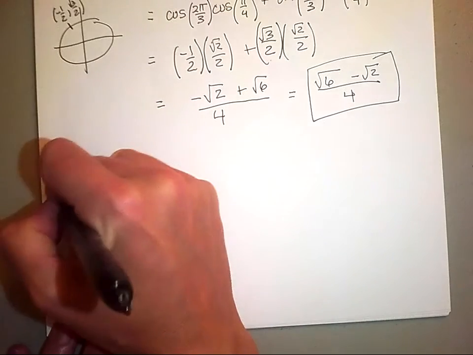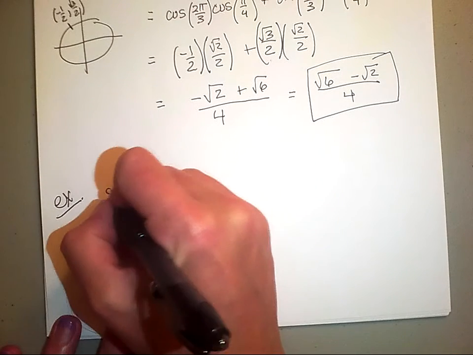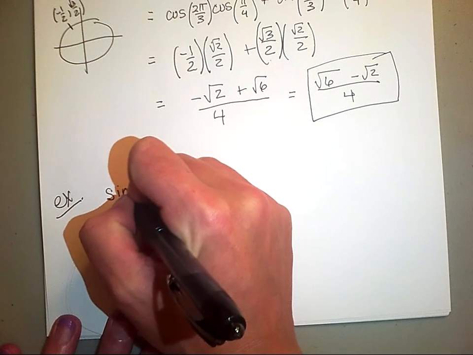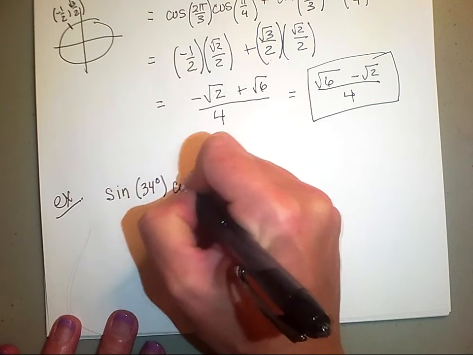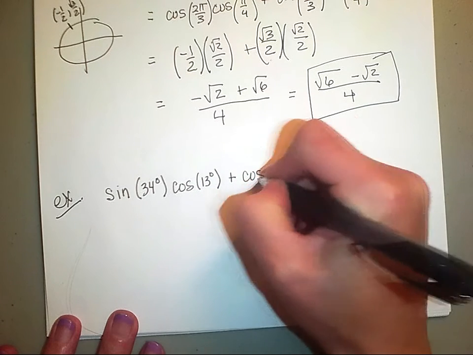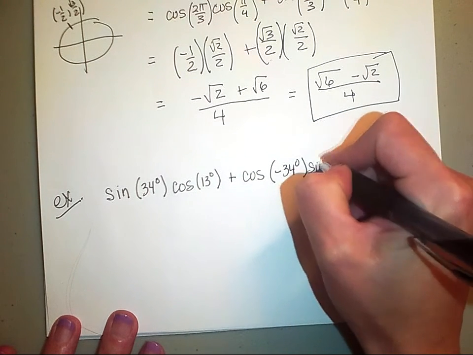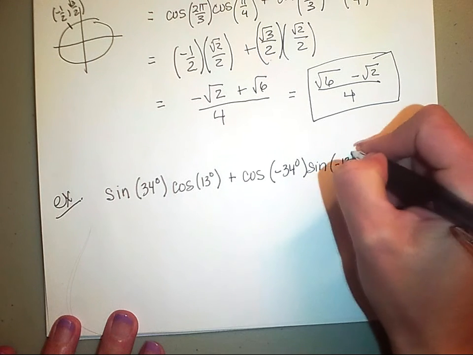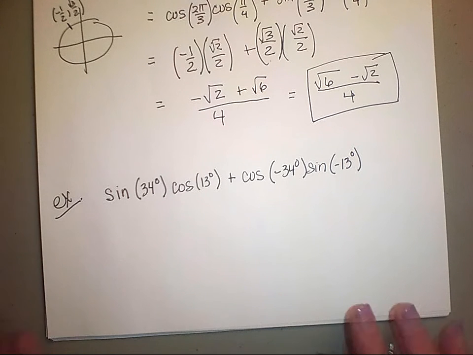Now let's look at this example. What if I gave you the sine of 34 degrees times the cosine of 13 degrees plus the cosine of negative 34 degrees times the sine of negative 13 degrees, and I wanted you to find the exact value of this?